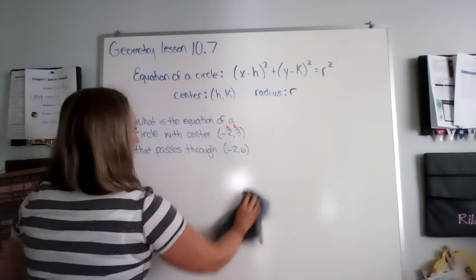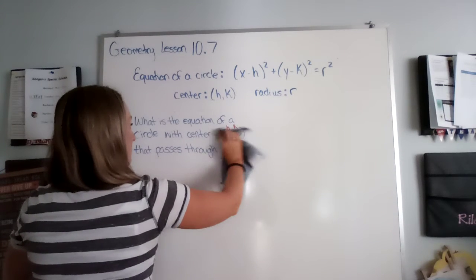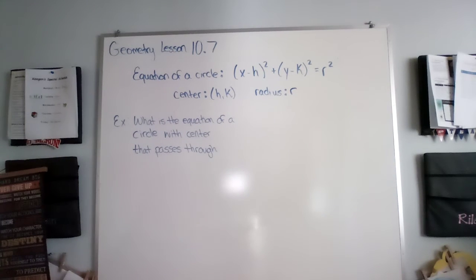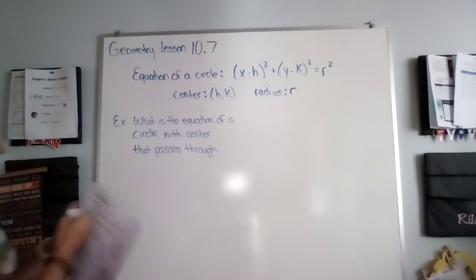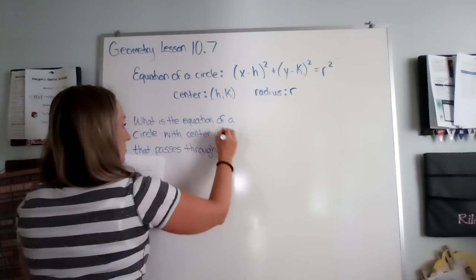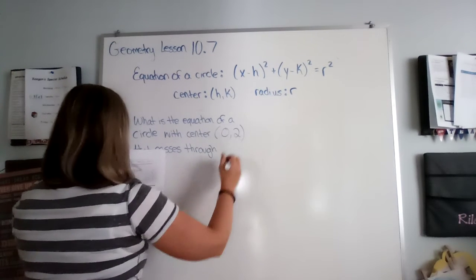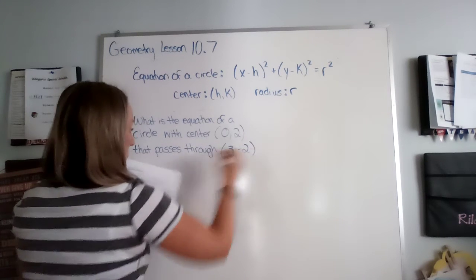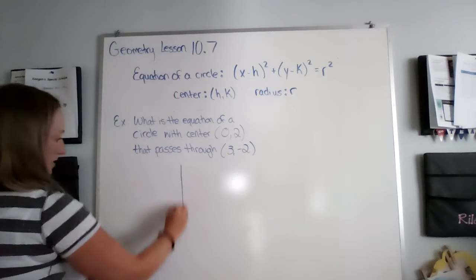All right. I think I don't have to erase all of it. Let me just see. Center and point. Yep. All right, so this one has a center at (0, 2), and it goes through the point (3, -2). So let's start with visualizing it for a second.